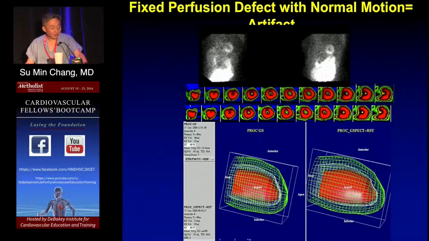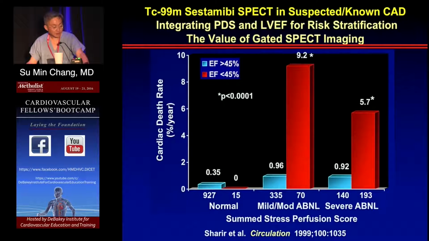So not only does gated SPECT give you prognostic information because of EF and LV size, it helps you determine if the defect, as I mentioned earlier, is an artifact or is real. Again, this is a slide showing the additive prognostic information of gated SPECT over perfusion imaging.